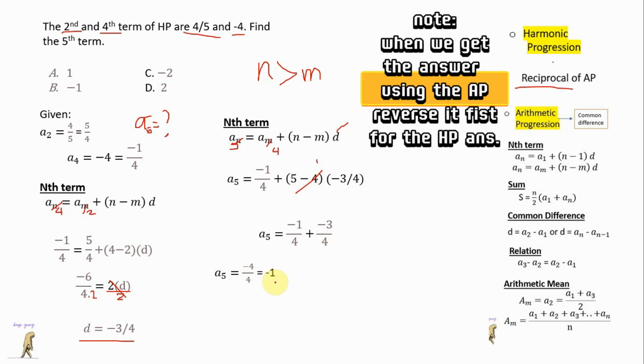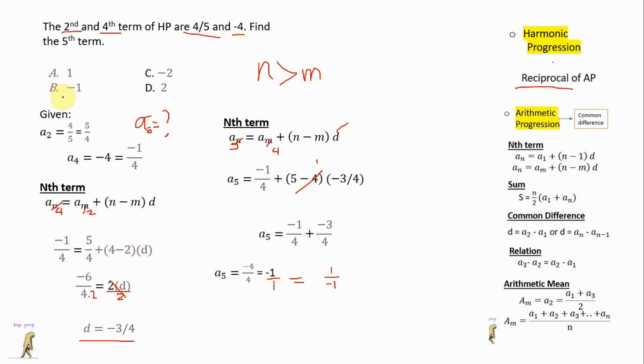But remember always that if we are solving harmonic progression using arithmetic progression, this is not the answer yet, okay? We need to take the reciprocal of the answer first before we get our answer in harmonic progression. So what we need to do now is take the reciprocal, it becomes 1 over negative 1, but we know also that this one and this one are the same in this case alone, okay? So that's our value already. It is negative 1. So our answer here is letter B.